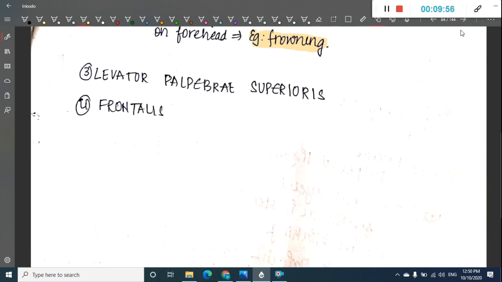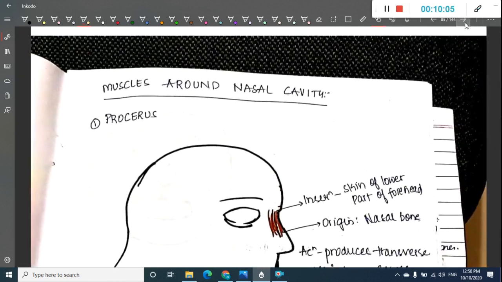Then, we also have levator palpebrae superioris and frontalis muscles, which are responsible for eye expression. We have done levator palpebrae superioris in the eye region, whereas frontalis is already done in the scalp region. Okay, then what are the muscles seen around the nasal cavity?